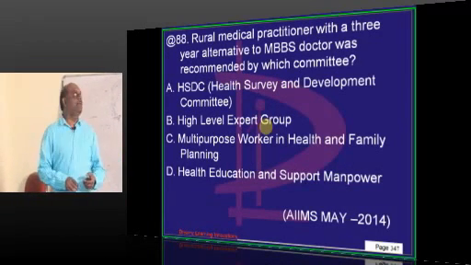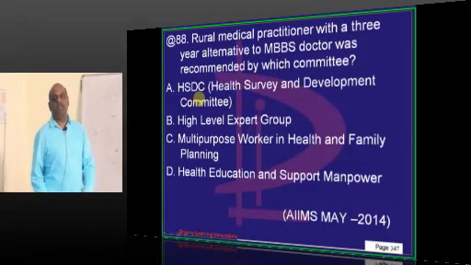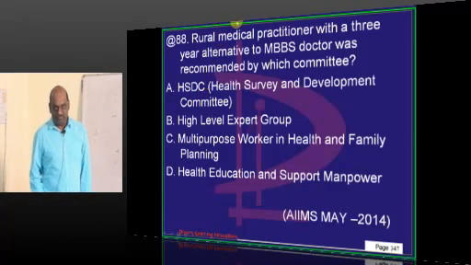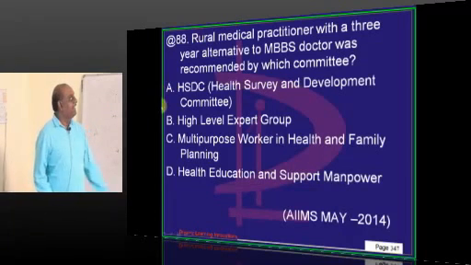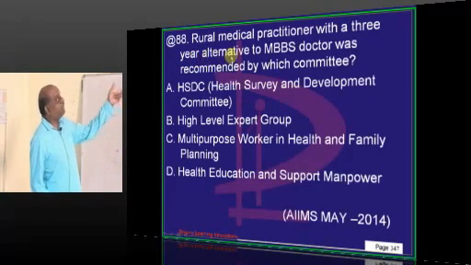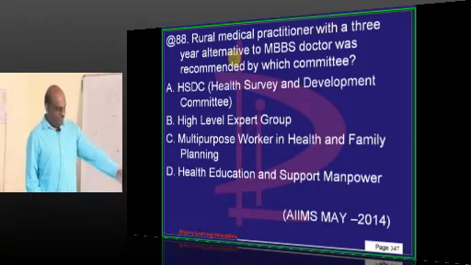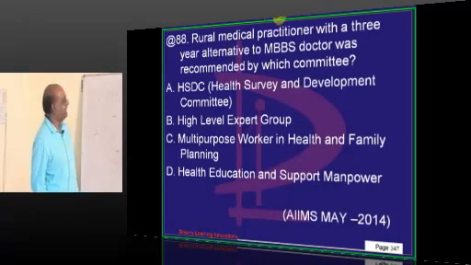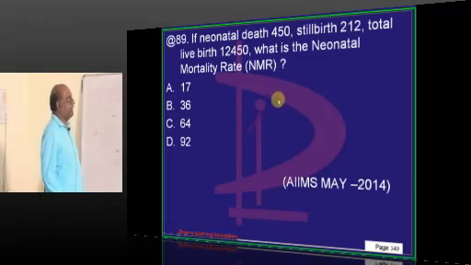Then, which committee has said the rural medical practitioner with a 3-year alternative to MBBS doctor is recommended? Be very sure. Already after doing MD, there is a competition RMPs, right? There is another younger brothers of us are going to come out who are rural medical practitioners. Kali 3 years MBBS wale. We study unnecessarily 4.5 years, 1 year housemanship and forget what all that we read in anatomy, no? So it is the Health Survey and Development Committee which has proposed. Every year one new committee will keep coming.